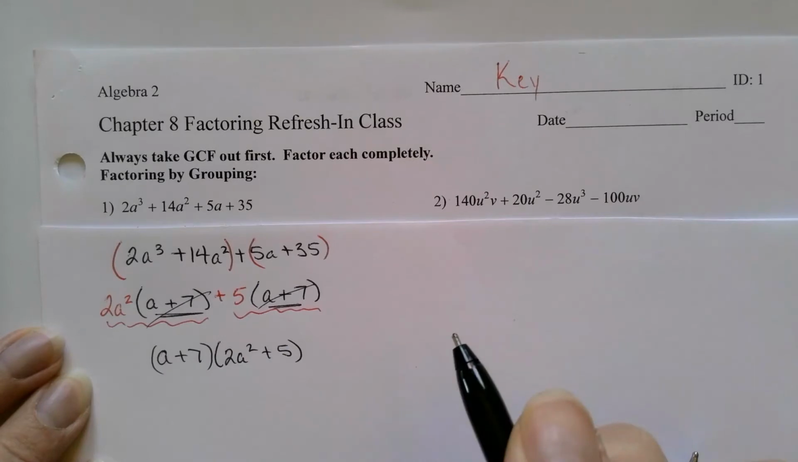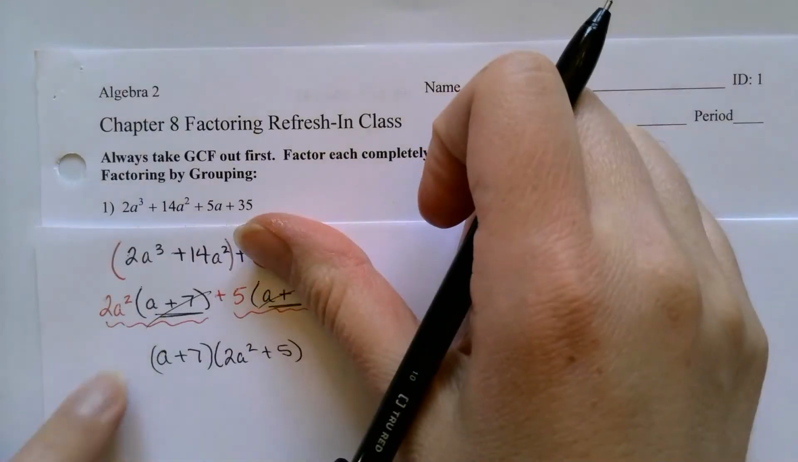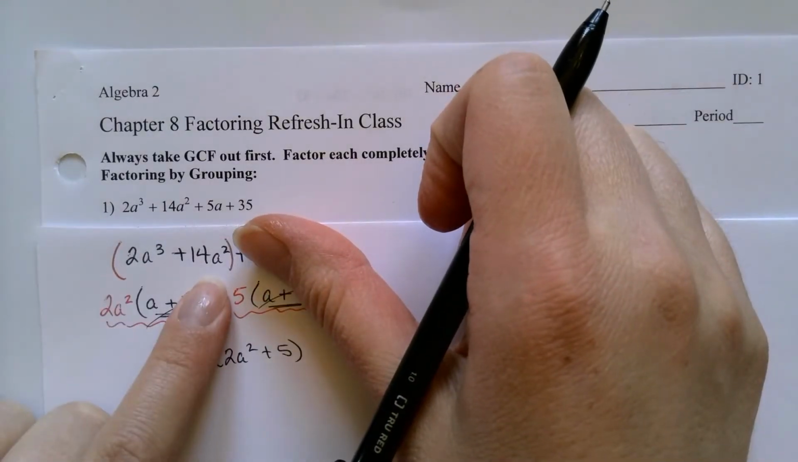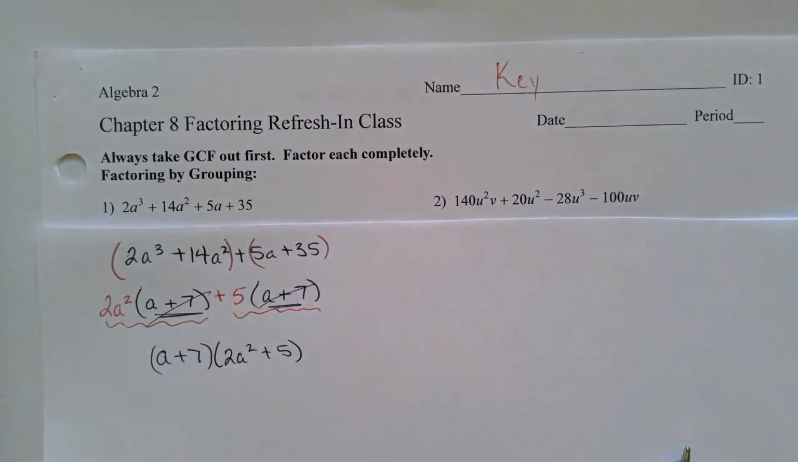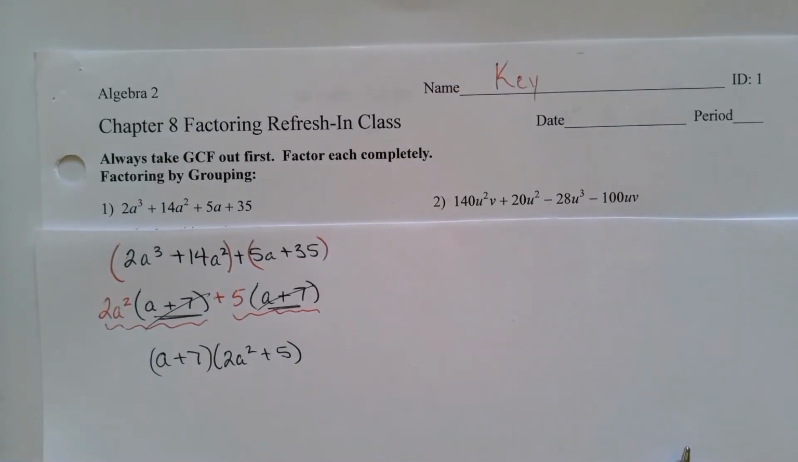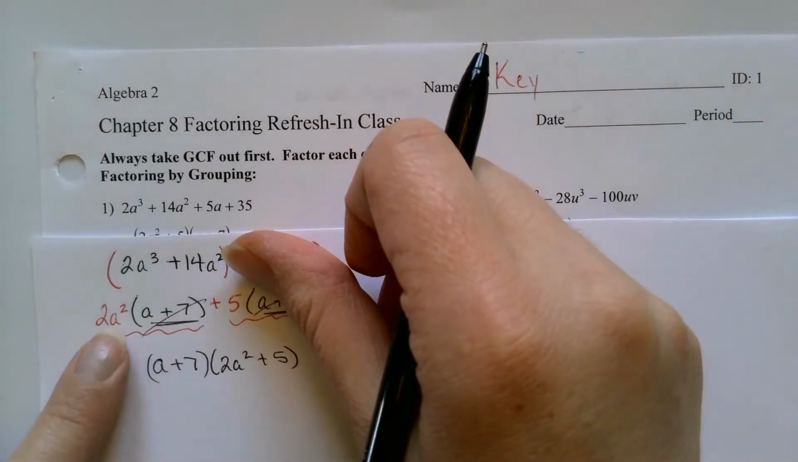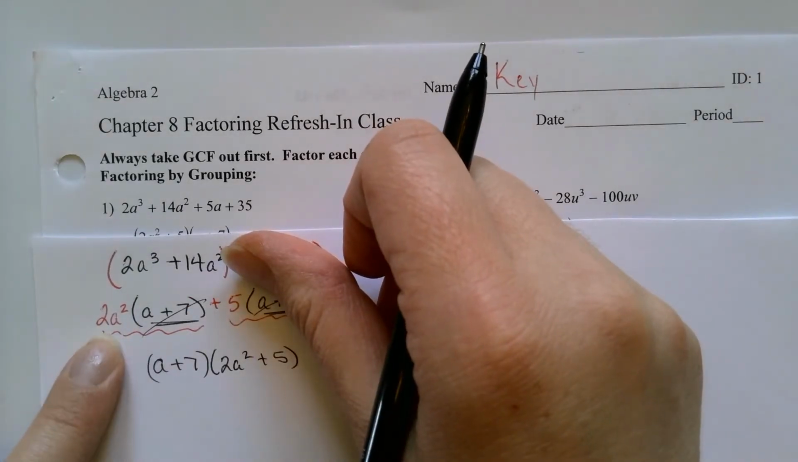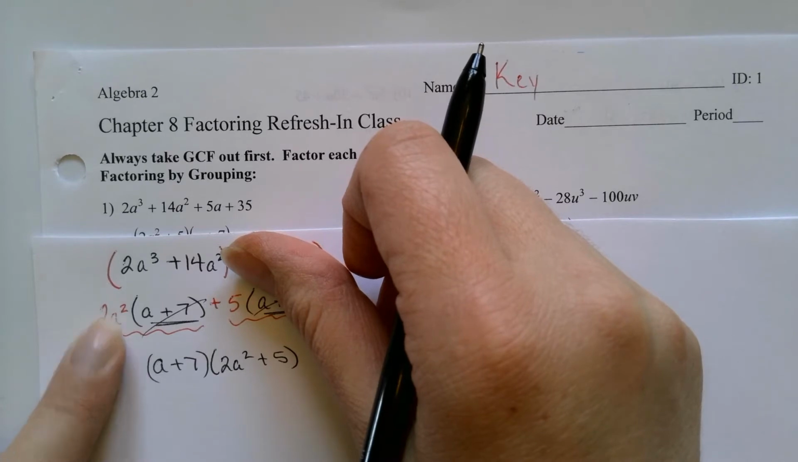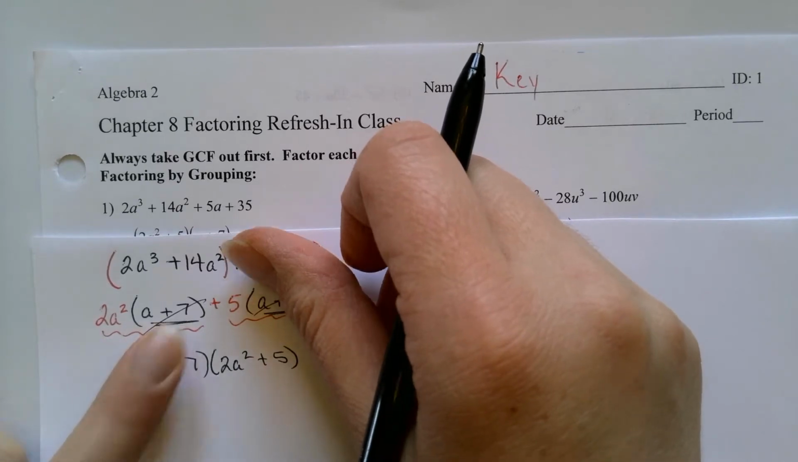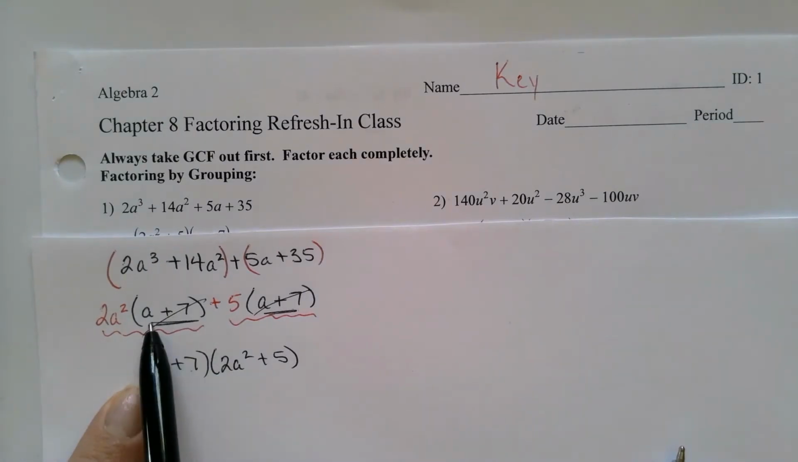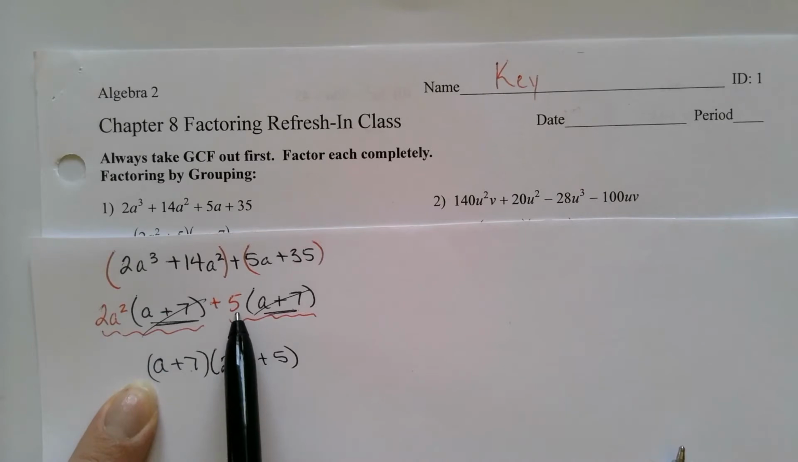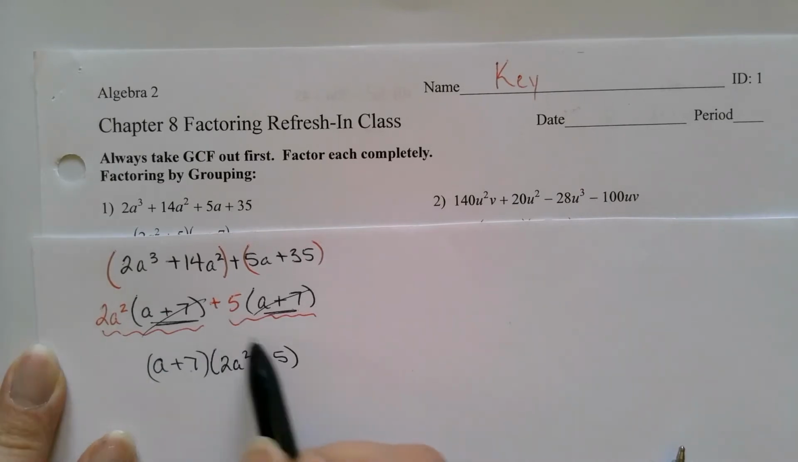So let me talk about this again. When we did the GCF of 2a squared, we pulled the 2a squared from here, and we pulled the 2a squared from the other one. Once I pull that 2a squared out, that's a common factor, and then what's left is the a plus 7. So it's the same idea. When we pulled the a plus 7 out, it's not squared. We divided it out of this term and this term, and then what's left is 2a squared plus 5. And if you take a minute and look at this, this is my final answer.